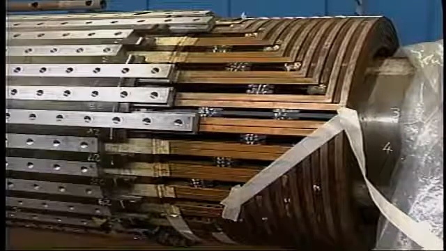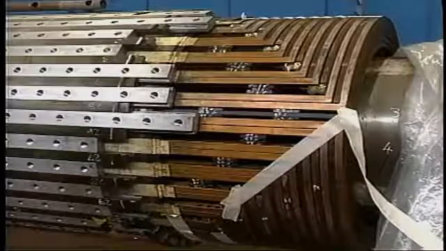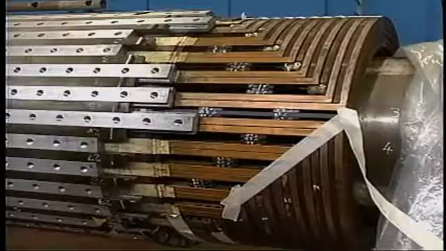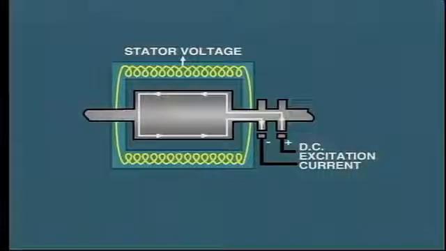Insulated solid copper conductors are embedded in rotor slots, and they are connected in such a manner as to form a huge coil which turns with the rotor. DC current is passed through the rotor winding in order to produce a magnetic field with a north and south pole. Of course, the next question is, where does the DC come from?